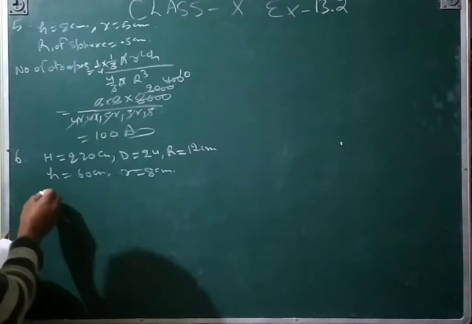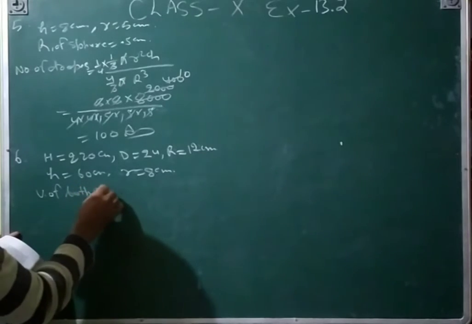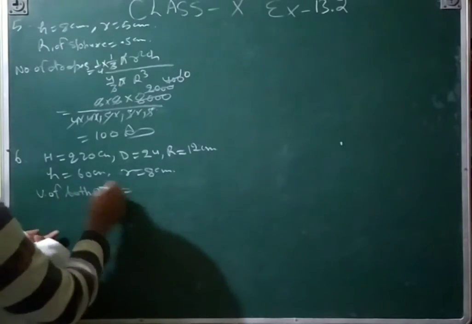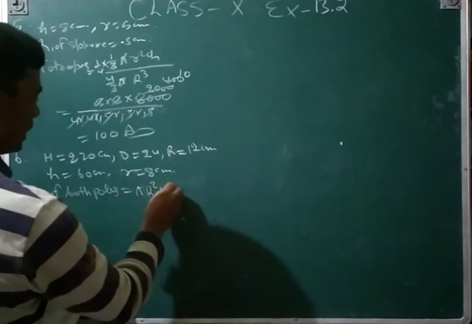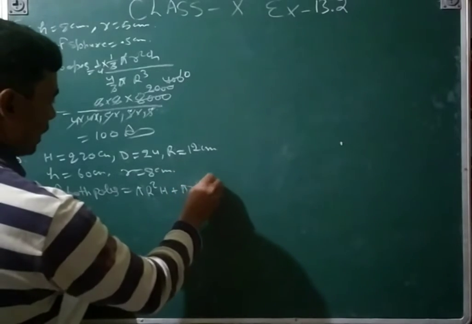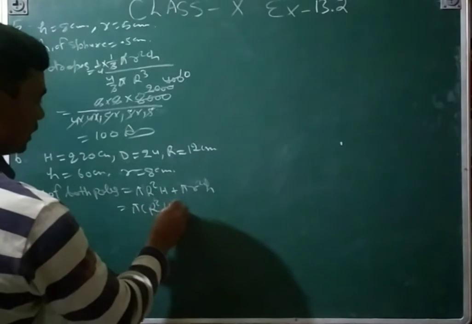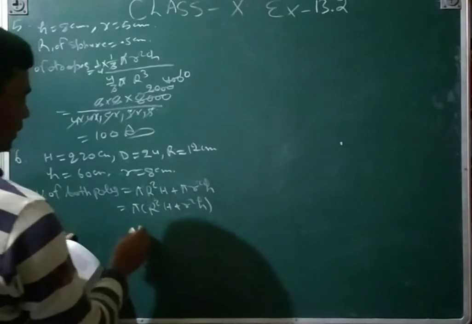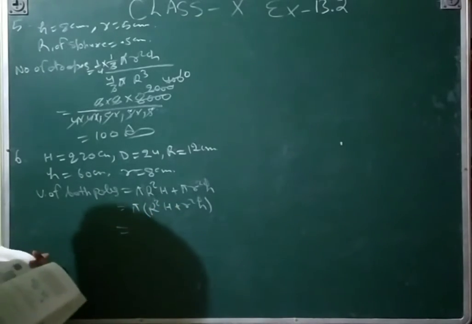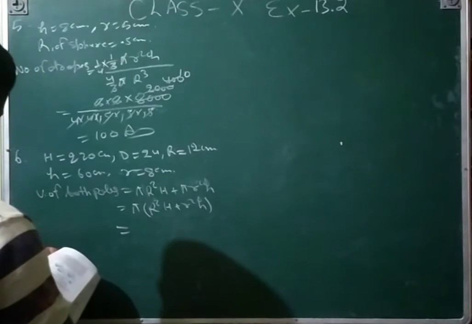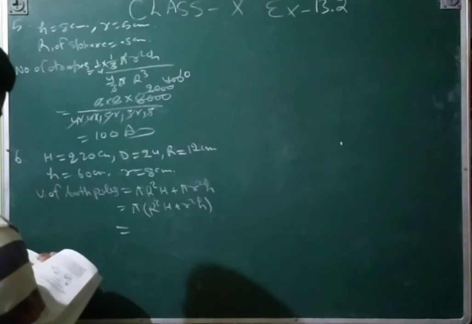So the volume of both poles is equal to the volume of the first pole, pi r square h, plus pi r square h. Pi is common, so r square h plus r square h. Because both r and h are different, I have written like this with capital or small letters. The value of pi is given here as 3.14.